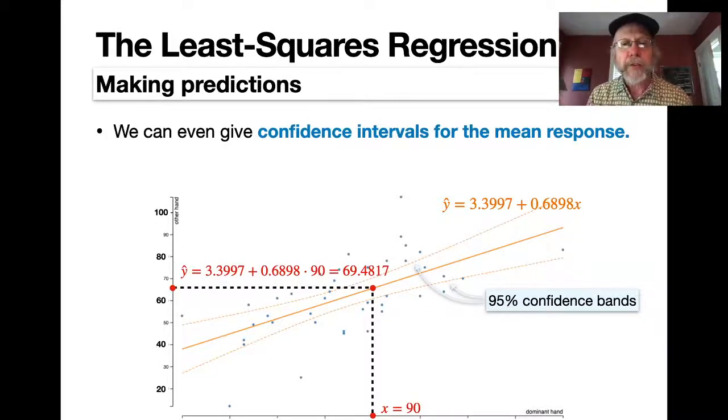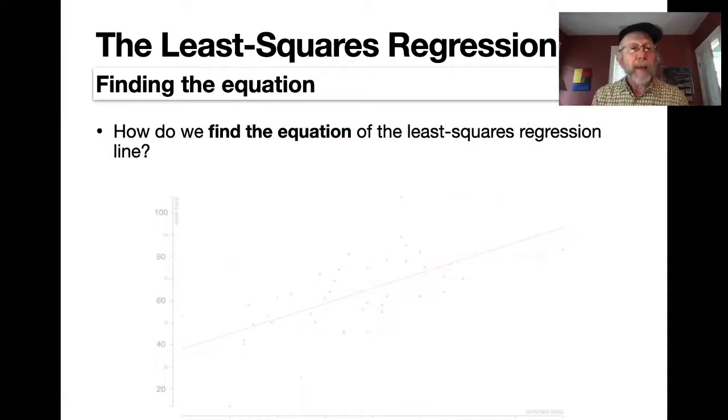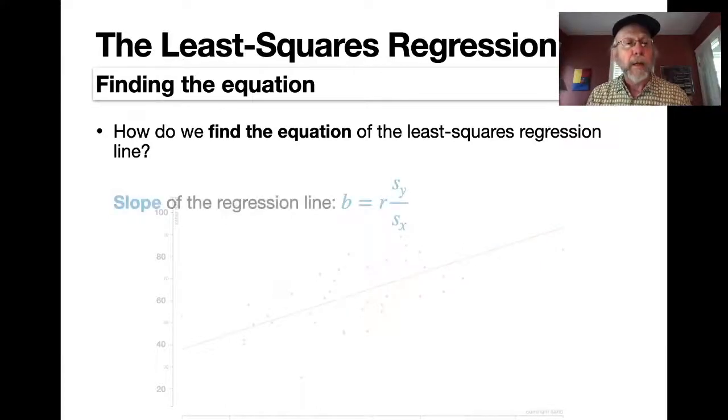Probably the first question to answer at this point is, how do we actually find the equation of the least squares regression line? Well, as I mentioned earlier, that's related to the sample statistics of the x and y data and the correlation between the x and y data. The slope of the least squares regression line is given by this formula. We denote the slope by b, and it's the correlation coefficient r times the standard deviation of the response data, the y data, divided by the standard deviation of the x data, the explanatory data.